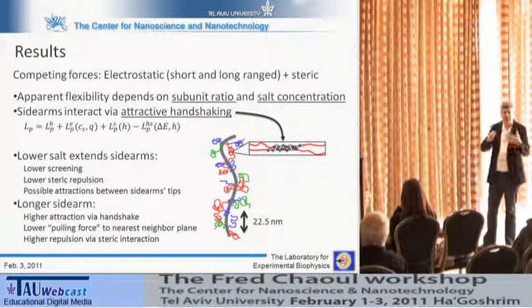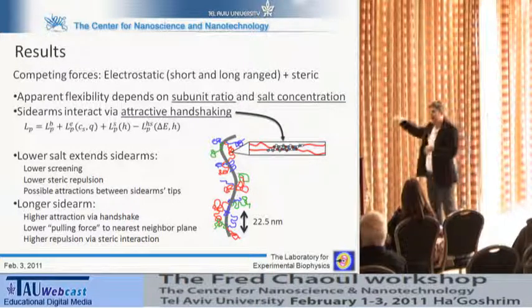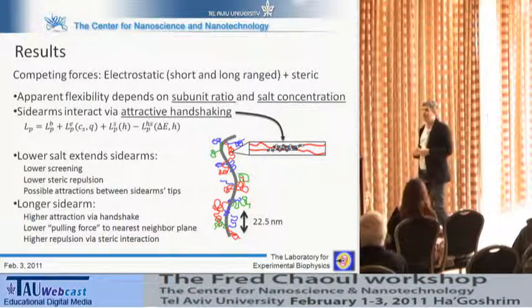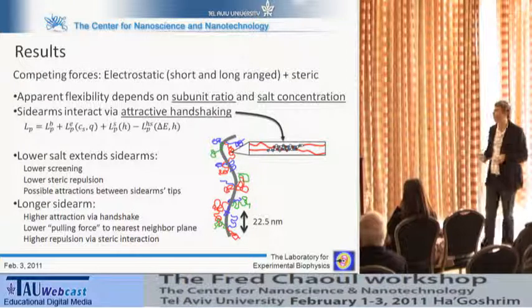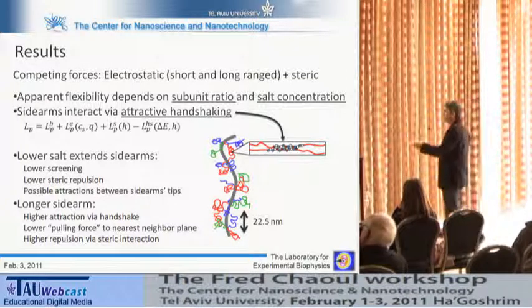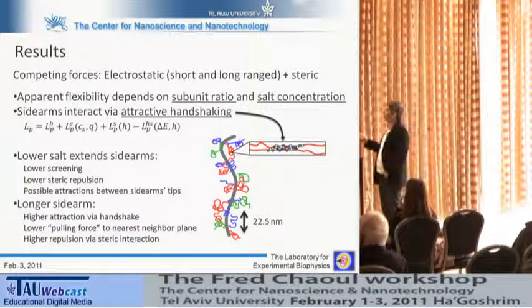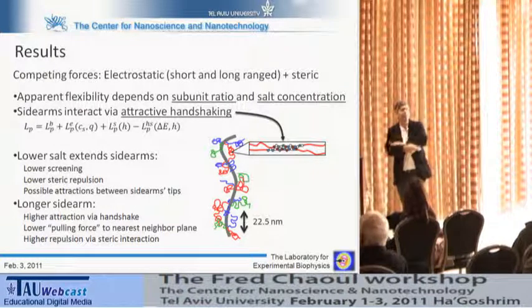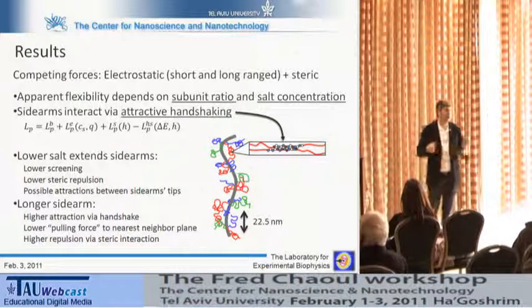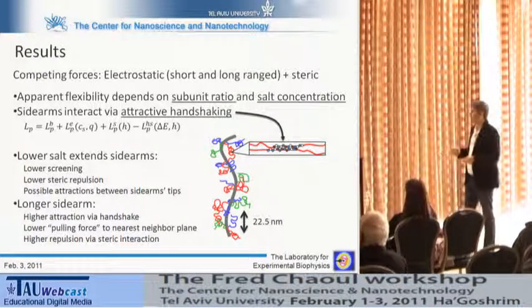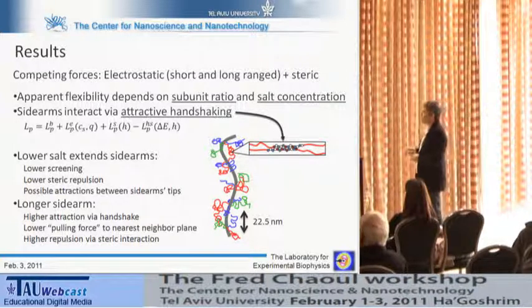And this depends on the composition, because the sequence, whether it's matching or not matching, will make an effect on the final outcome of the interactions. So this can be explained. We just modified the persistence length theory in a sense to also include this handshaking between the side arms. And this depends on the sequence, and this depends on the salt, how much these interactions will be relevant. And this can explain all the phenomena that we see.